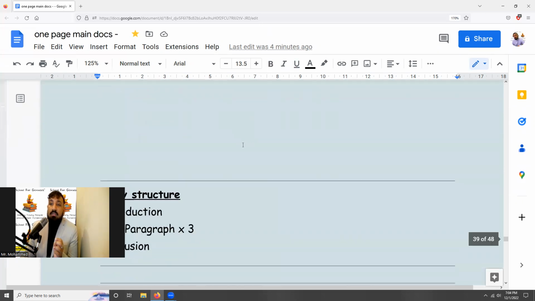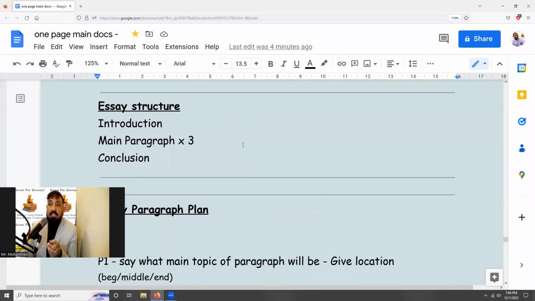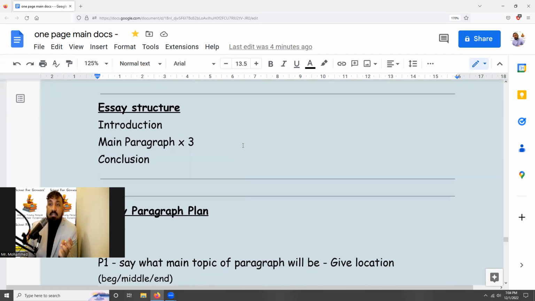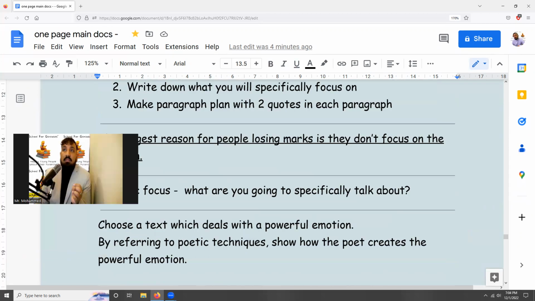What we're going to do next is look at essay structuring and essay planning in the next lesson. But just keep all of this in mind. It is extremely important. I'll see you in the next lesson.